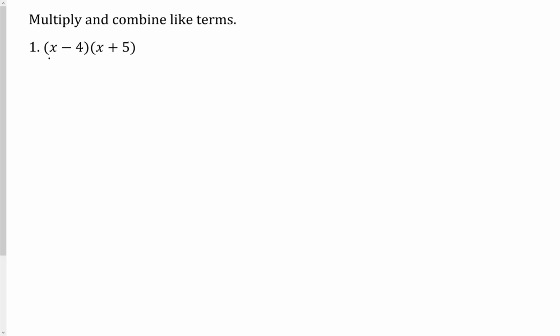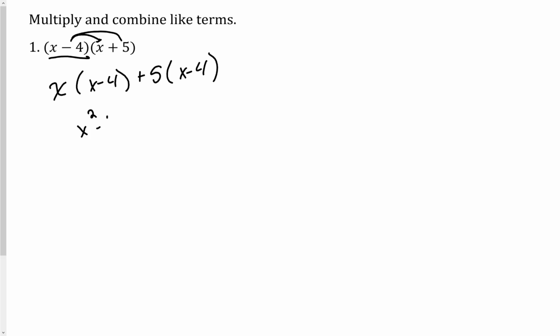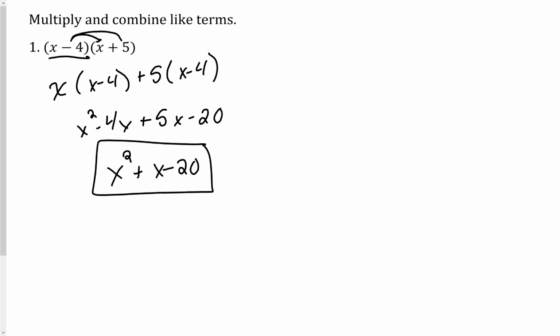So I'm going to pick up x minus 4 and distribute it to the x, and then distribute it to the 5. So we get x times x minus 4, and then plus 5 times x minus 4. Now we use the distributive property two more times, and we get x squared minus 4x plus 5x minus 20. Combining our like terms here, we get x squared plus x minus 20. So the answer for number 1 is x squared plus x minus 20.